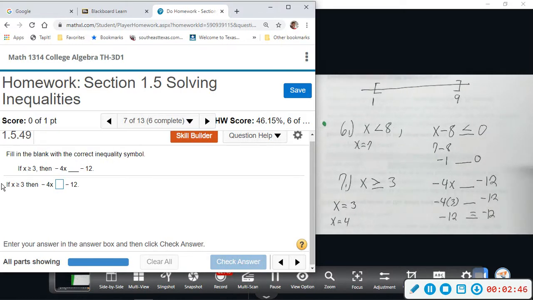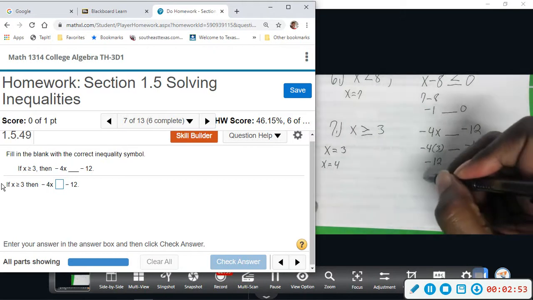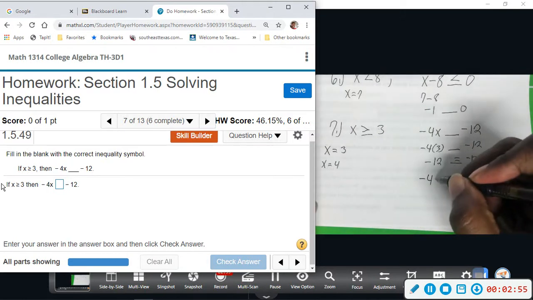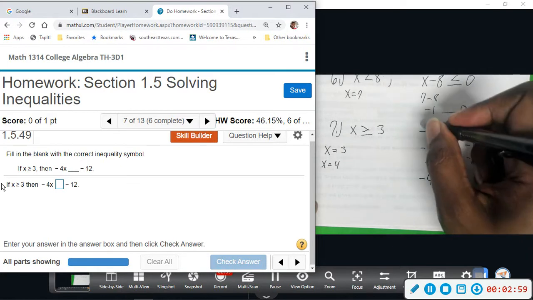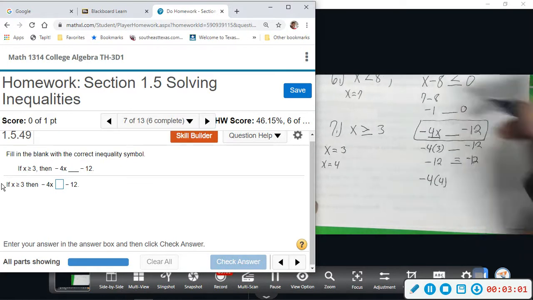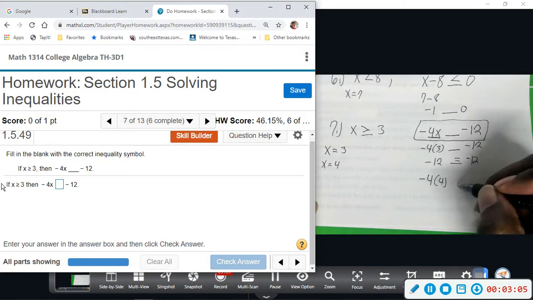And then if I try 4, let's say negative 4 times 4. I'm just still referring back to my original problem. This is what I'm trying to figure out, and I'm just replacing different values of x. Here I replace it with 3. Here I'm replacing it with 4.